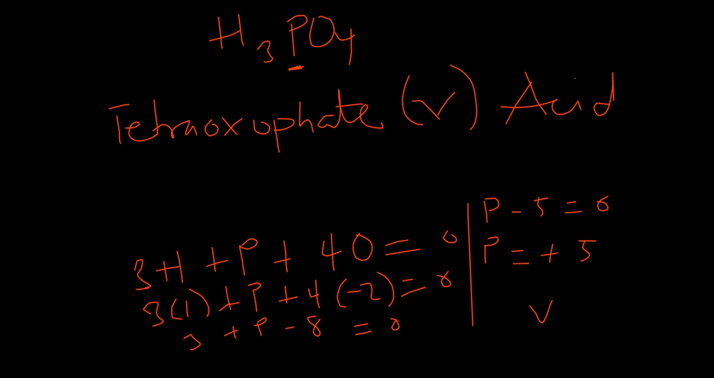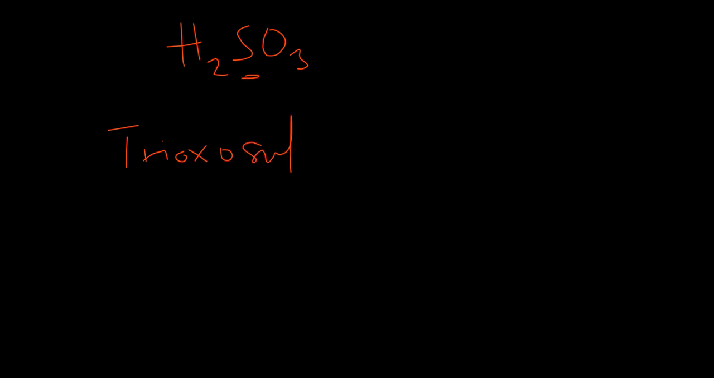Let's try another example. So we try H2SO3. So this is a trioxo, because of the 3 oxygens, trioxo, and it's a sulfur, so that will be sulfate. Then in parenthesis, it is an acid, so followed by acid.